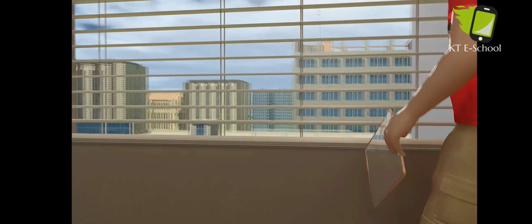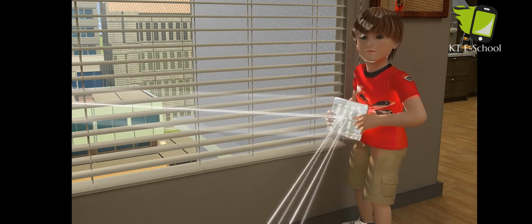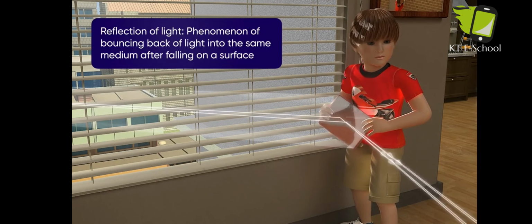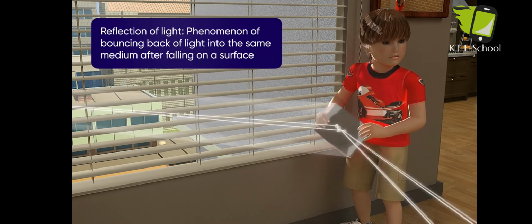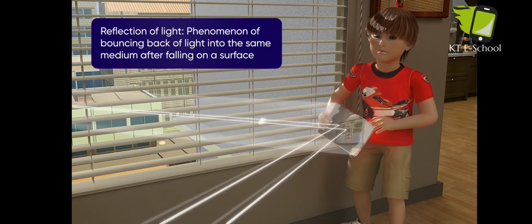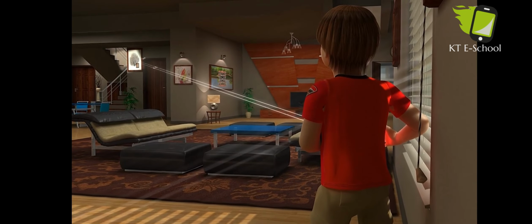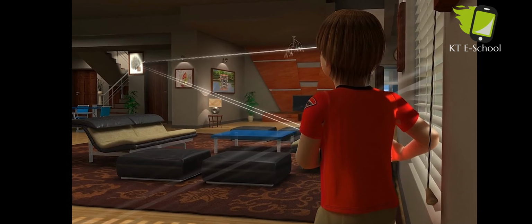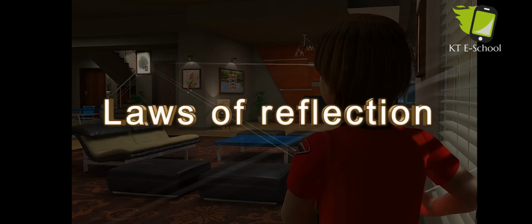If a ray of light is incident on a shiny surface like a mirror, it bounces back into the same medium. The phenomenon of bouncing back of light into the same medium after falling on a surface is called the reflection of light. When light rays reflected from different objects enter our eyes, we are able to see them. Let us now understand the laws of reflection.